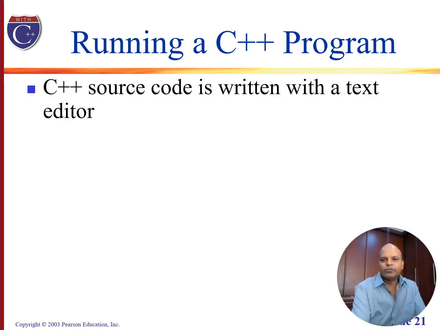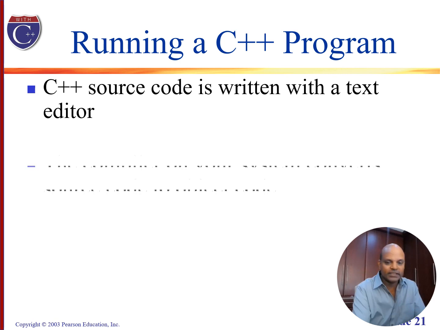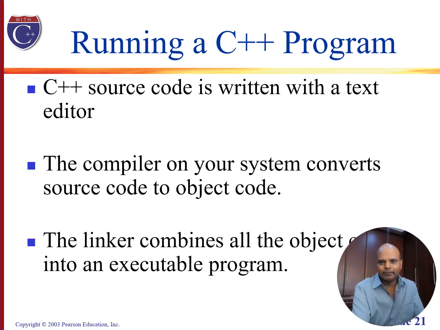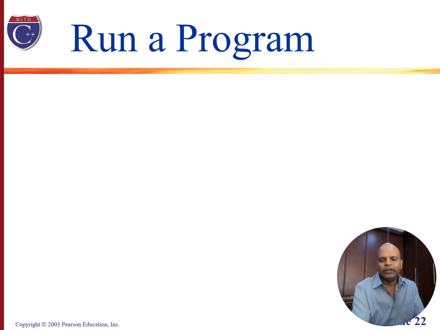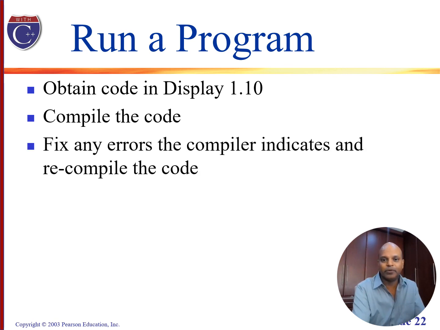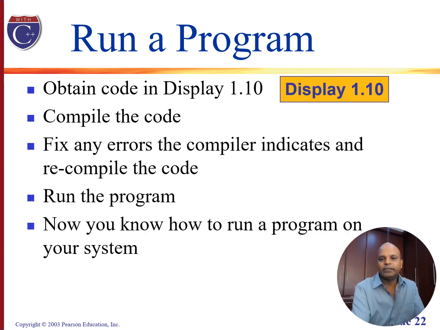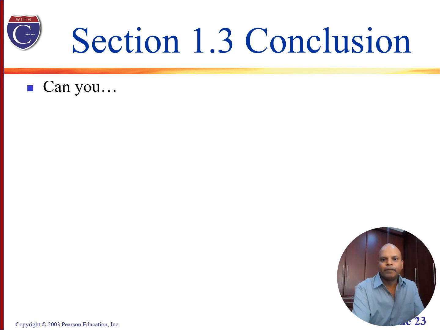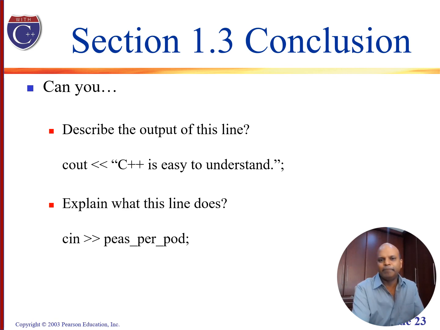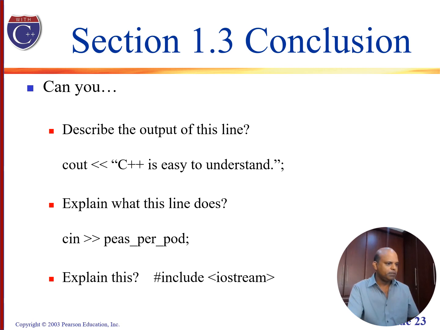C++ program code is written with the text editor. The online compiler as well uses a text editor. You can read all of that. How do we run a program? We've run a program, we've compiled a program, so I'm not going to go through that. You've seen that working. Right, so that's it. Describe the output of the cout, you've done that, that's easy. What does cin do?